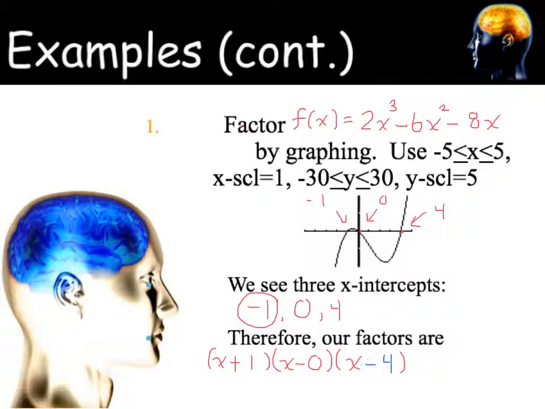So basically what you do is you take each of your zeros and you put an x with them in your factors, but use the opposite sign. So we have 3 factors. They are x plus 1, x, and x minus 4.